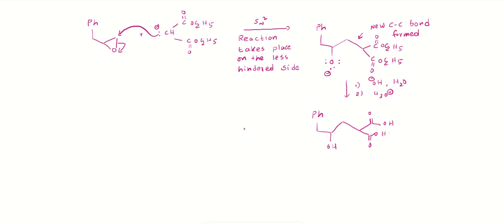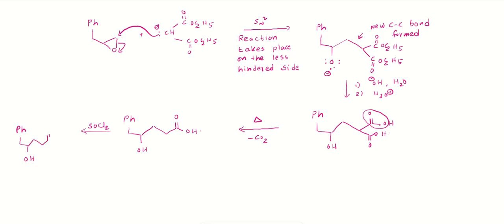Now this is a malonic acid derivative. On heating it undergoes decarboxylation easily, minus CO2, and that gives rise to PhCH2CHOH CH2 CH2 C double bond O OH. Now this acid on reaction with SOCl2 we'll get PhCH2CHOH CH2 C double bond O Cl.